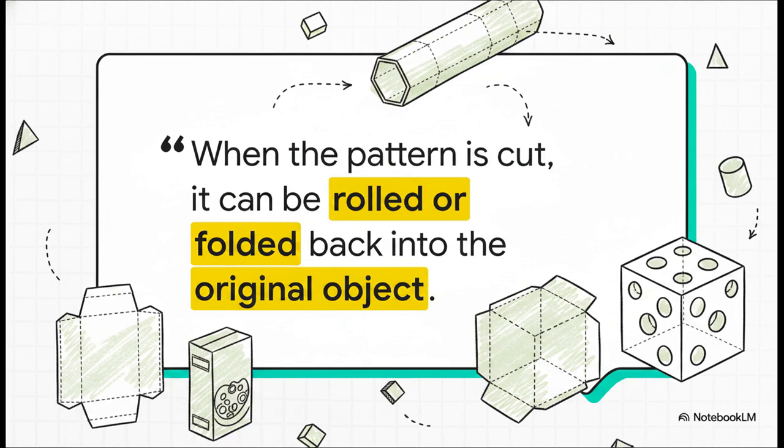It all comes back to this one idea. When the pattern is cut, it can be rolled or folded back into the original object. Whether it's a simple cereal box in your pantry, an angled hexagonal duct in a skyscraper, or a complex holed cube in an aerospace application, the strict, uncompromising rules of geometry ensure that the two-dimensional perfectly translates into the three-dimensional.